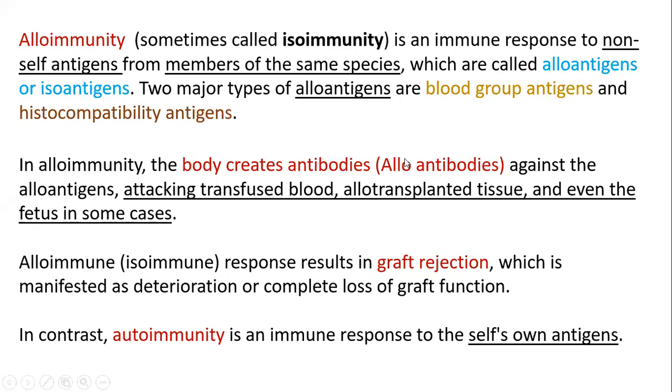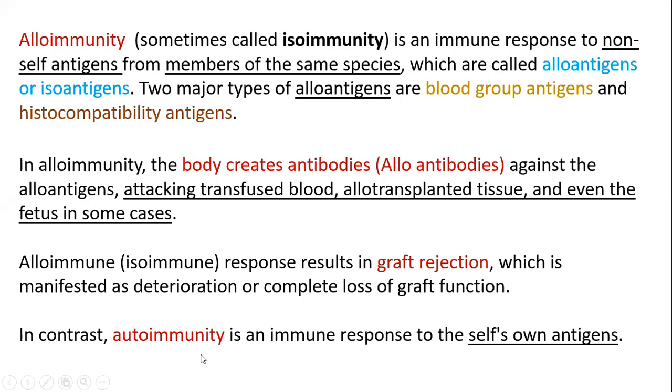Remember that alloantibodies rejecting a graft by recognizing the alloantigens is only one type of graft rejection. There are so many mechanisms we will see. So that's alloantibodies and alloimmunity. Coming on to alloimmunity and autoimmunity, what is the difference? You see allo here, auto here.